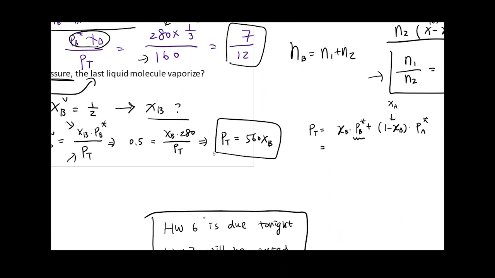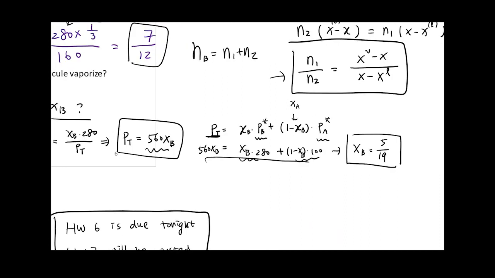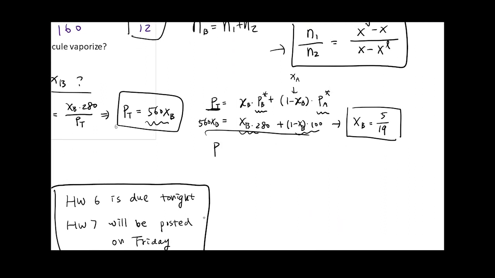Because you know PB star and you know your PA star, you can rewrite it. It will be XB times 280 plus 1 minus XB times 100. And then your P total is actually 560 XB. By putting these things together, you'll realize that you have an equation you can solve for your XB. You should be able to get your XB equal to 5/19. So once you know your XB, then you can recalculate your P total using this relationship, okay? 560 times 5/19. That's going to equal, I don't have the number here, but you can calculate it, okay? So that's how you solve the P total for this specific question.